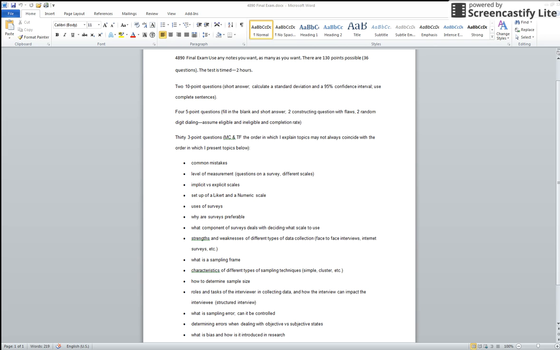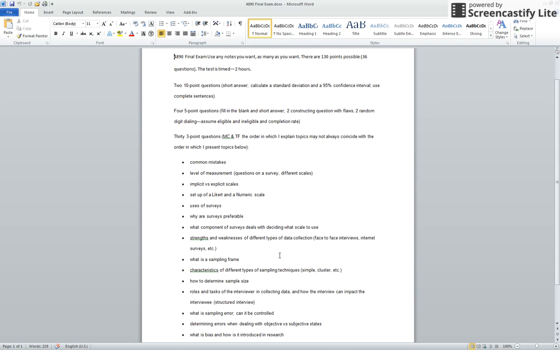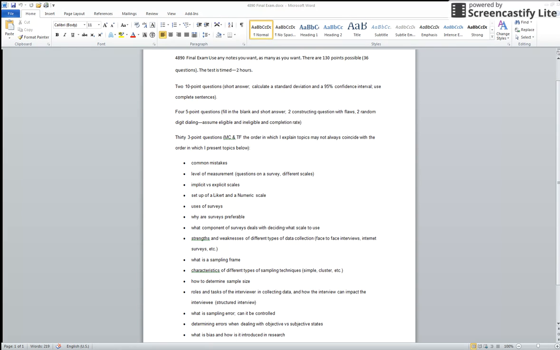Let me jump down to the 3-point questions. You can see again on the sheet right here, there's a lot of information I have about the different types of topics you will know: how to determine a sample size, what are uses of surveys, what's the difference between an implicit and explicit scale, what is sampling error. So there's a lot of different topics you'll see there. What's the following is true of surveys? You'll see that in one question.